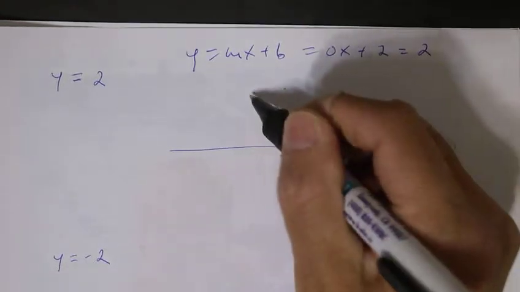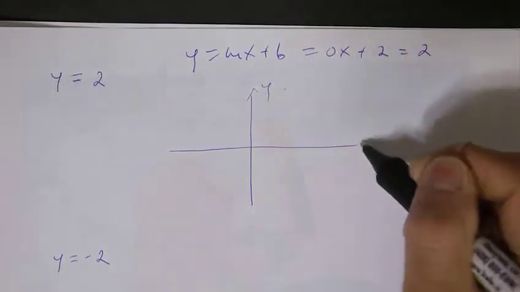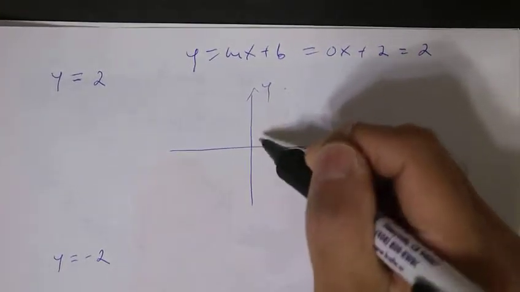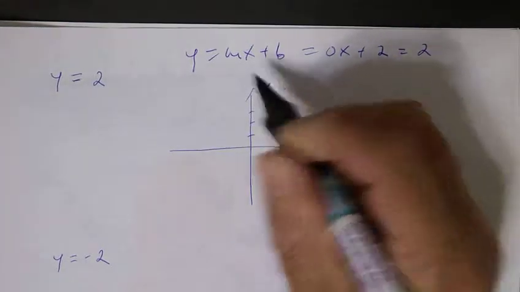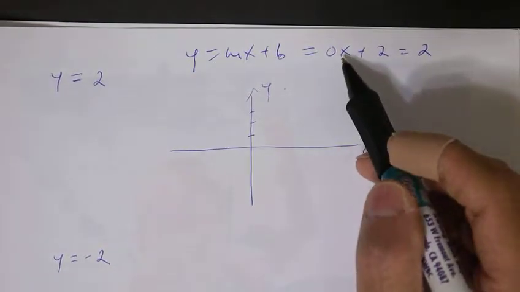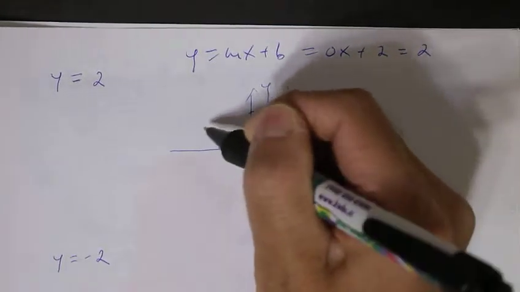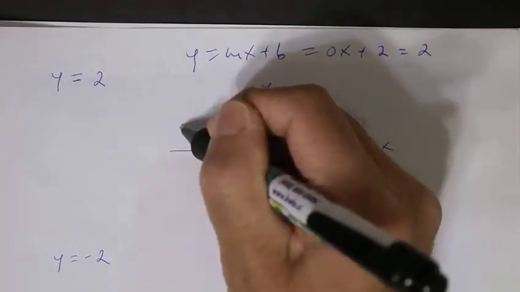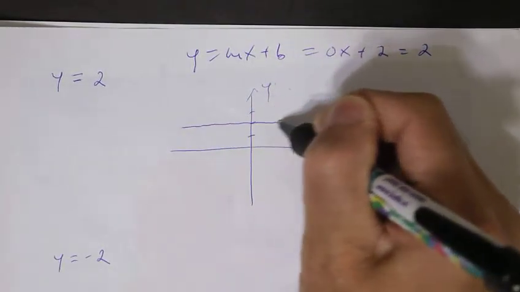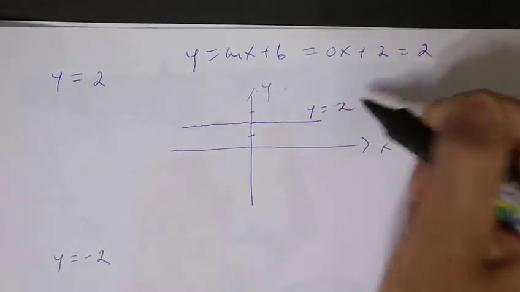Let's sketch it. So do the coordinate system as a rough sketch. So you have 1, 2, 3. Y equal to 2. As you can see, the slope is 0. That means it's flat. So you simply draw a horizontal line. Like this is 2 here on the y-axis. You simply draw a horizontal line. You have y equal to 2.